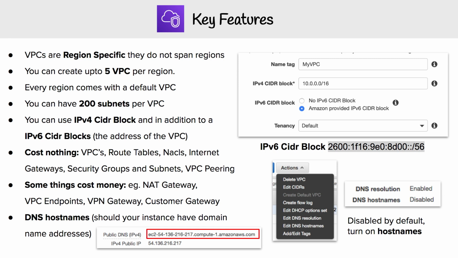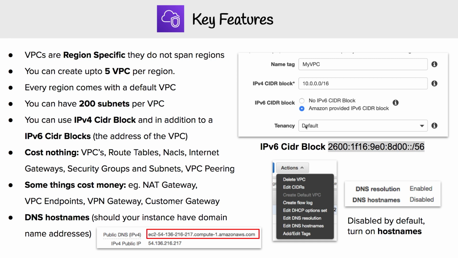So now that we kind of have an idea what the purpose of a VPC is, let's look at some of its key features, limitations, and some other little things we want to talk about. Here on the right-hand side is the form to create a VPC, and it's literally 4 fields. It's that simple. You name it, you give it an address. You can also give it an additional IPv6 address. It's either this or this.